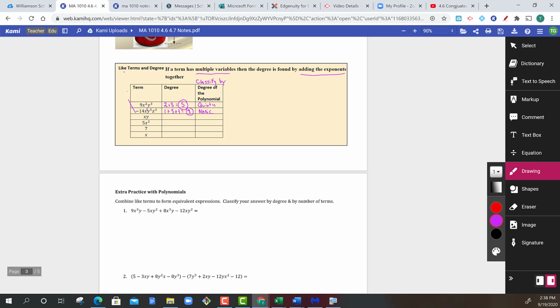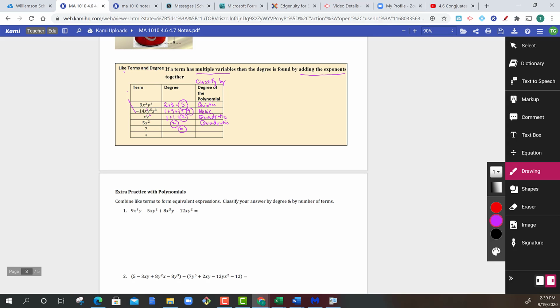This next one you definitely should know. X to the first, y to the first. So 1 plus 1, this is degree 2. Degree 2, you definitely need to know, is a quadratic. The next one is just a straight up degree 2, because there's only one variable in that problem. So there's nothing to add.